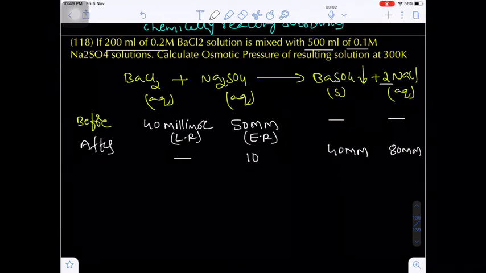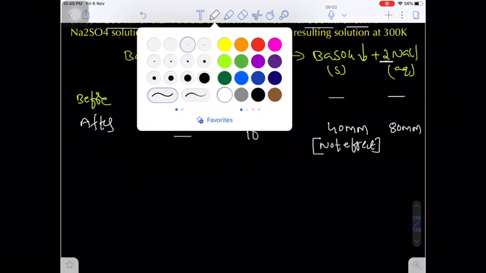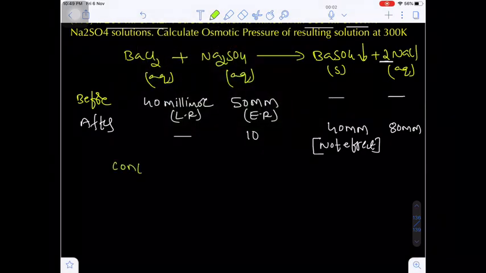Why am I writing the 80? Because the stoichiometry is 2, so 2 into 40, 80. Remember here barium sulfate will be in solid state, so it will not affect the colligative property because it is a completely crystalline solid. Okay. Now what is the concentration remaining in the solution?